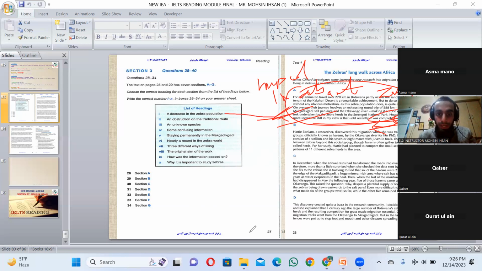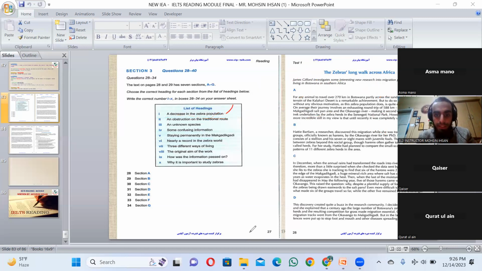Look at the first one, a decrease in the zebra population. It was not discussed in this paragraph. There was no increase or decrease in zebra population discussed in this paragraph. So the first heading is excluded. Next, an abstraction in the traditional route. This traditional route matter is not discussed in this. There was not any traditional word or ancient or old or past, right? No routes, only these places are discussed, nothing else.